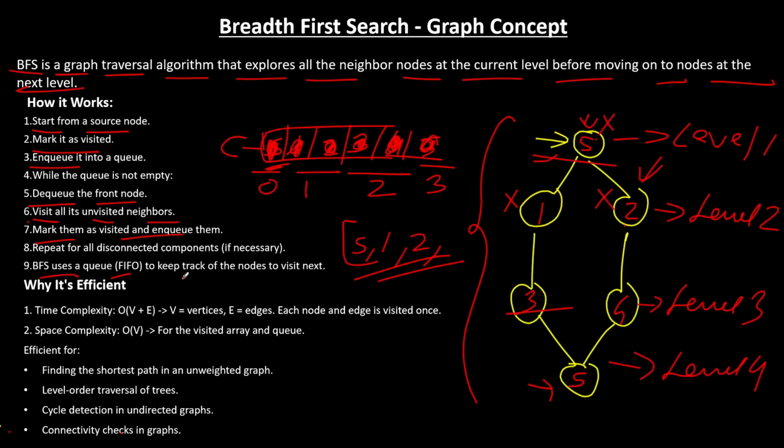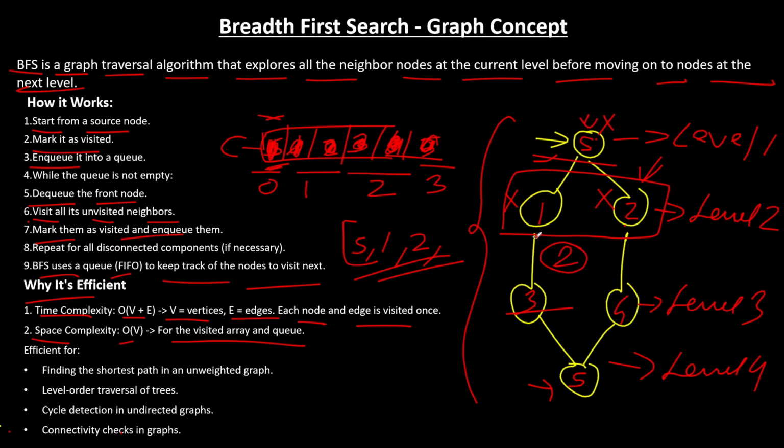BFS uses FIFO to keep track of the nodes to visit next, so since you are using a queue, you use the concept of FIFO. Now why is it efficient? Because the time complexity is O(V + E), where V is the vertices and E is the edges. Each node and edge is visited once, as we have just seen. The space complexity is O(V), for the visited array and the queue. The queue's maximum size could be the number of nodes in a particular level, which in this case would be 2. Secondly, the visited array would be of length V, the number of nodes, here 1, 2, 3, 4, 5.